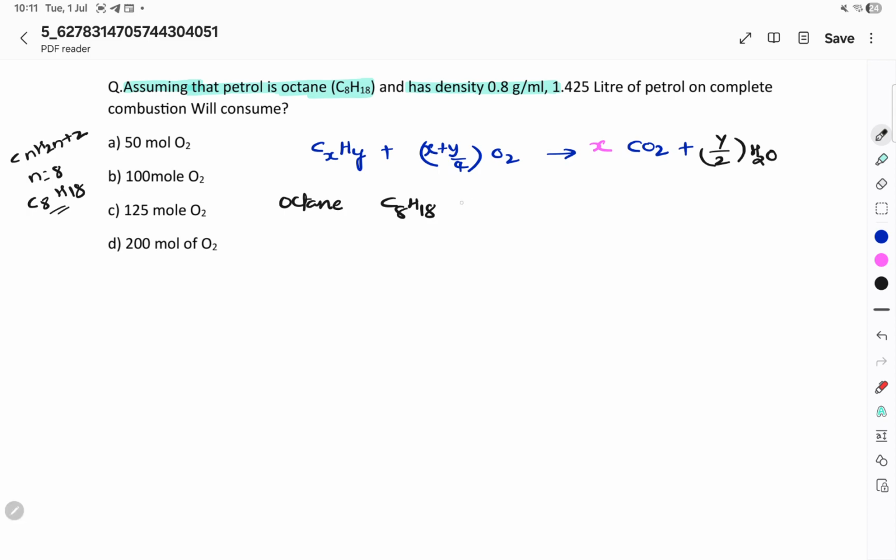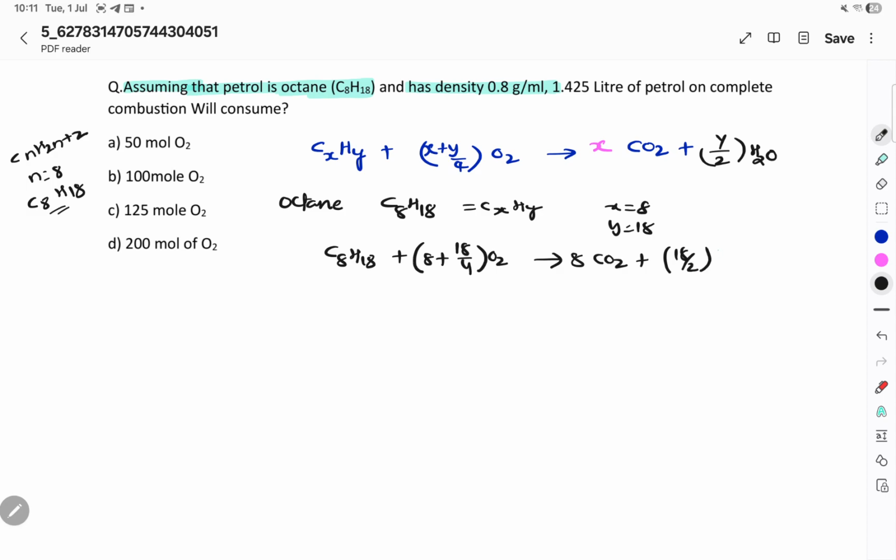So here you can compare with this general formula. In place of x you have 8, in place of y you have 18. Now you can write C8H18 plus (x means 8, and y by 4, 18 by 4) O2 gives rise to 8 moles of CO2 and 18 by 2, 9 moles of water.